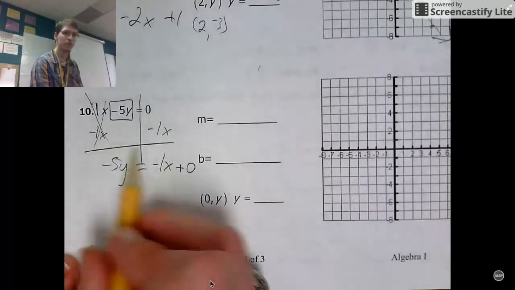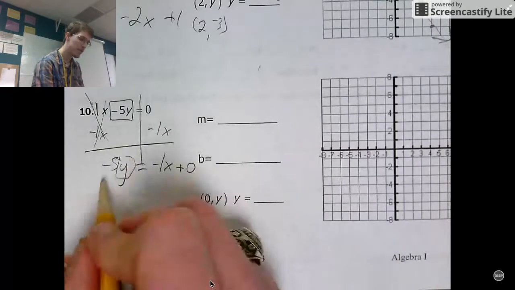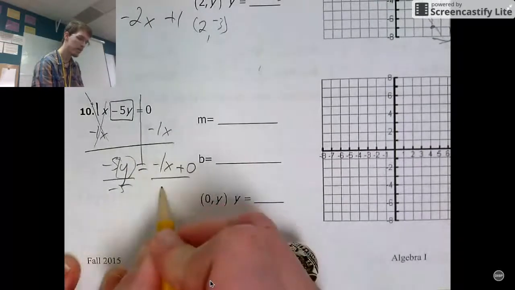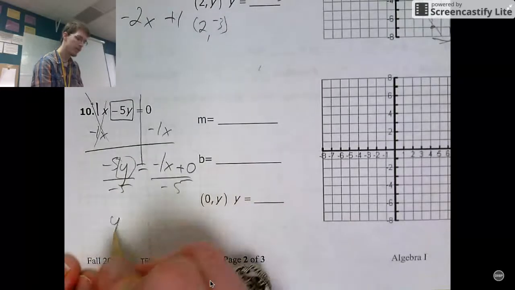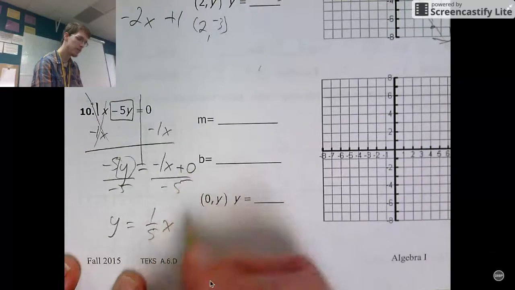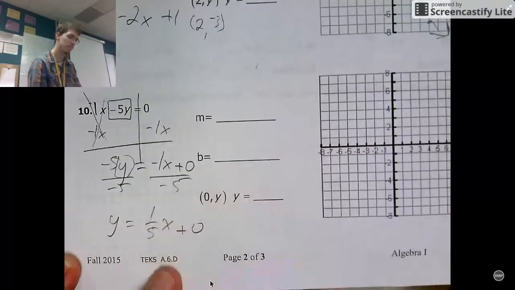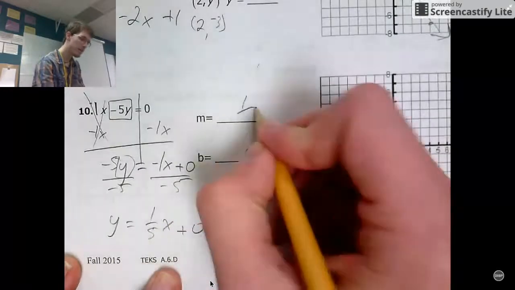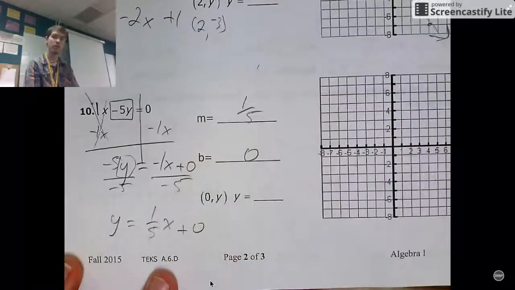When I try to get y by itself here, I'm going to divide by negative 5. And so I get y equals positive 1/5 x plus 0 divided by negative 5, so plus 0. So my b is 0, m is 1/5.